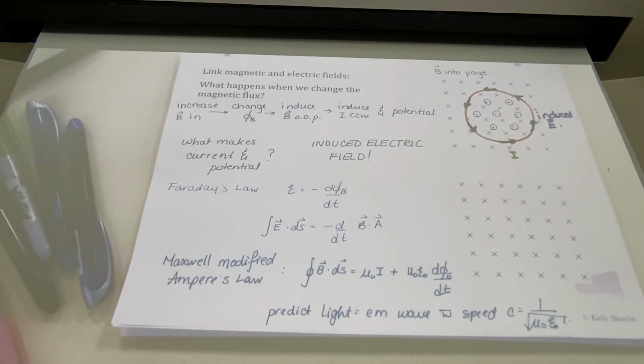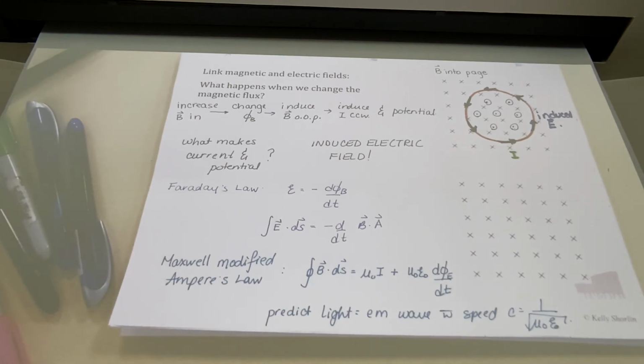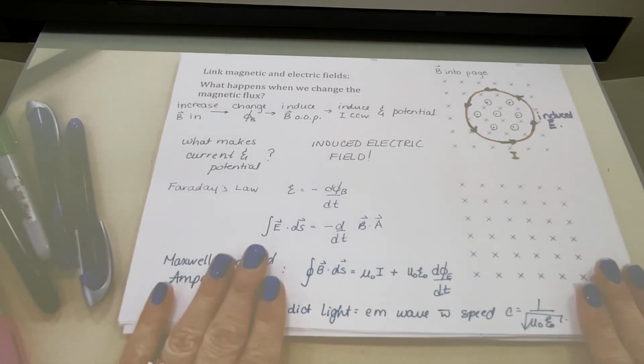If I put a loop, the charges will move. If I don't have a loop, the field is still there, right? The fields don't go away. Okay, so that's the end of that stuff. Any questions?